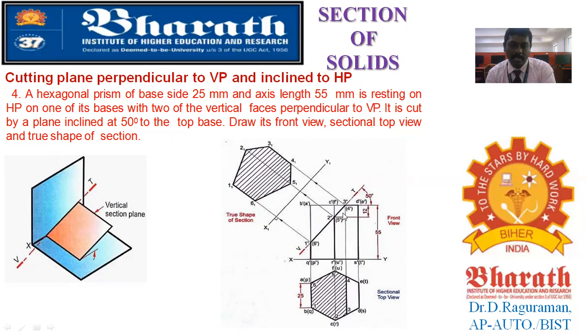Okay, so on the edge CD you will be having 3. You can see CD you will be having 3, and backside EF you will be having 4. Okay, so the cut portion you will be hatching. That is what the sectional top view is.